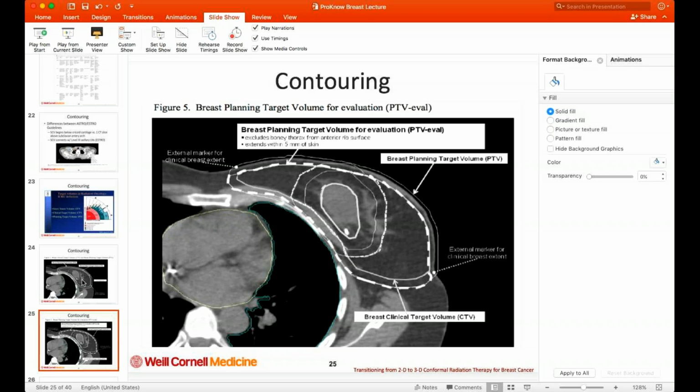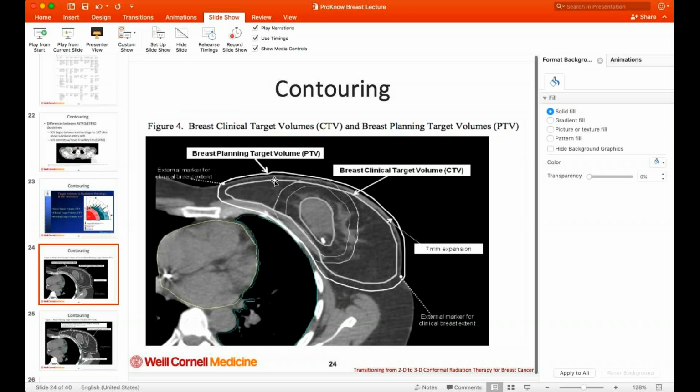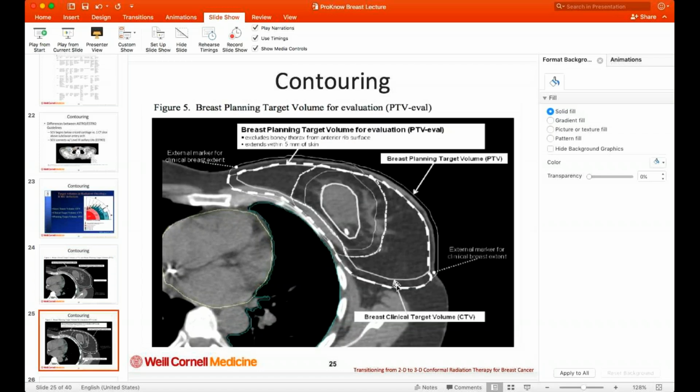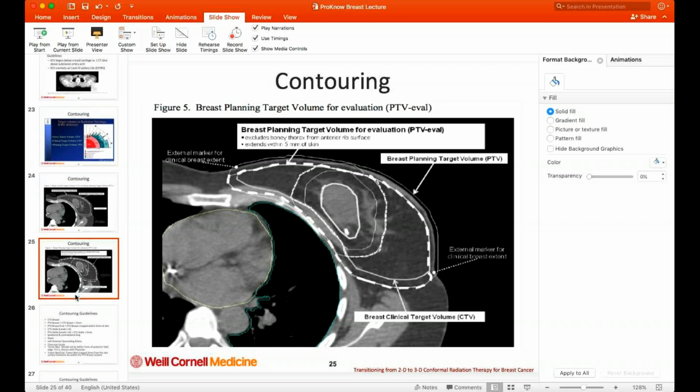So to review again, this is the breast CTV. To go from CTV to PTV, you're accounting for any margin of error in the patient setup. So we usually add about 7 millimeters. And then you create a breast PTV eval, which is the dotted line, cropped 5 millimeters from the skin so that you can account for that region of dose buildup. Okay?